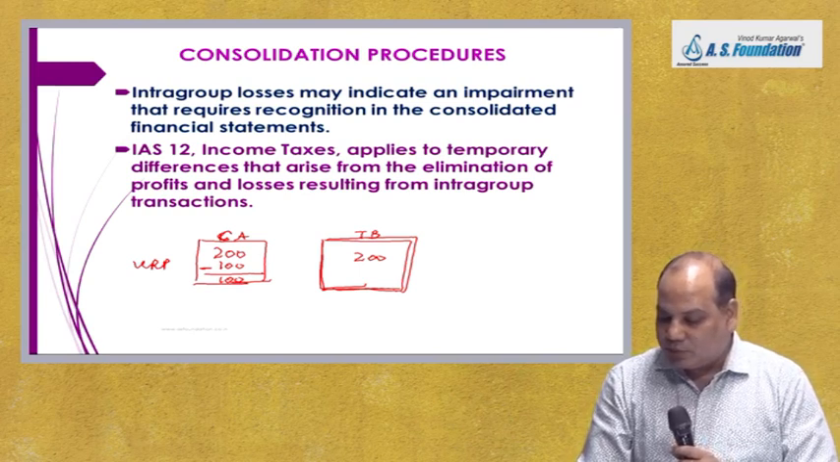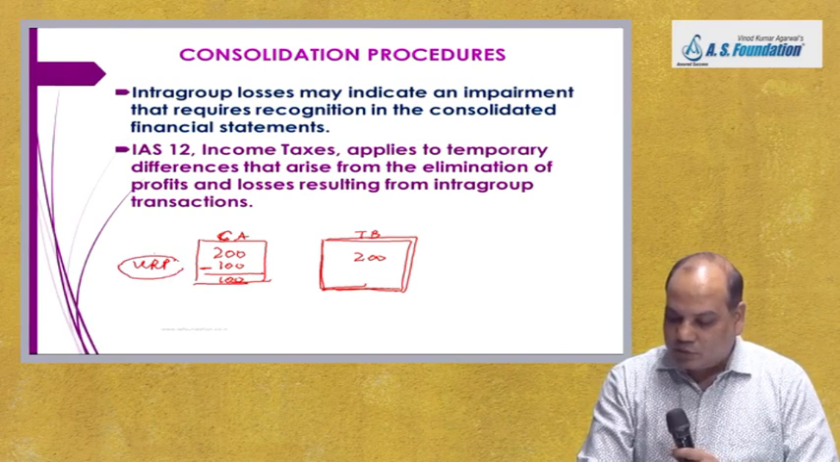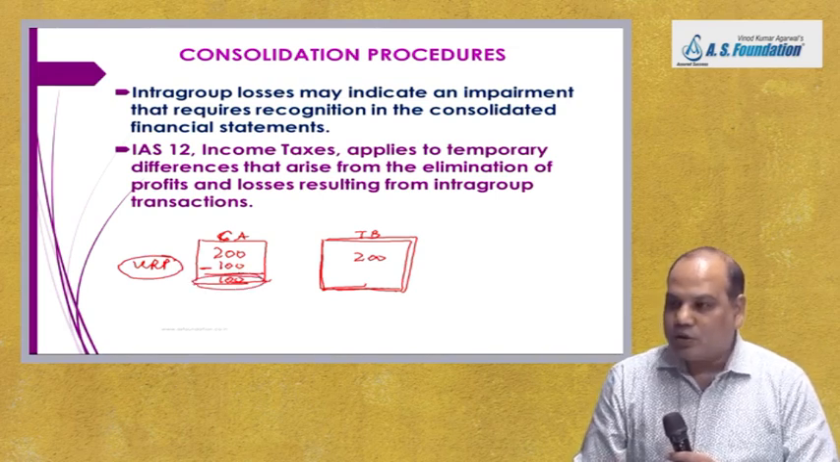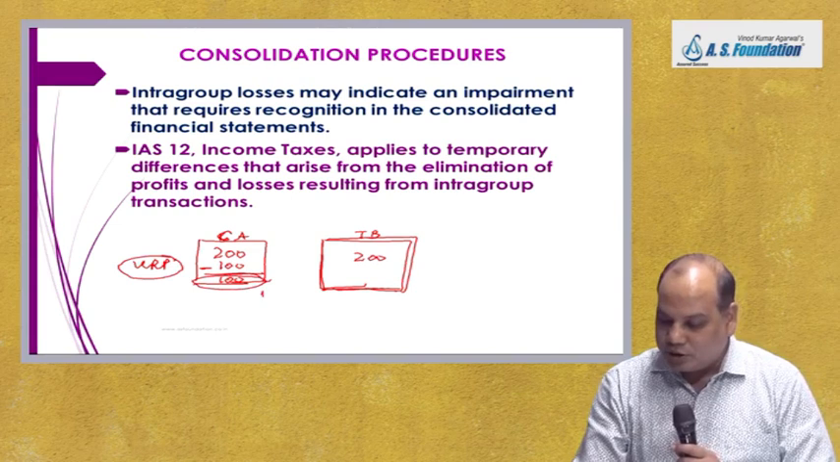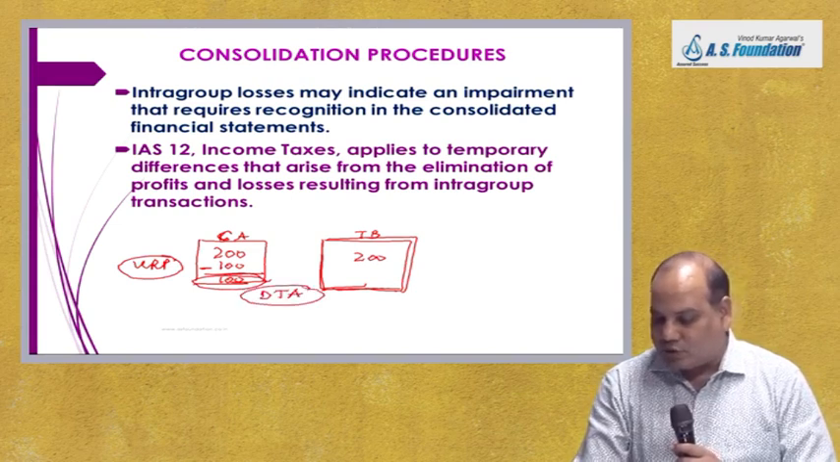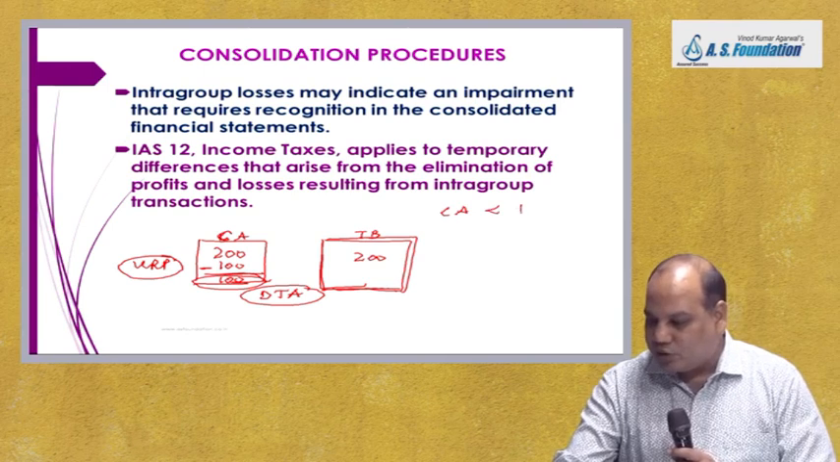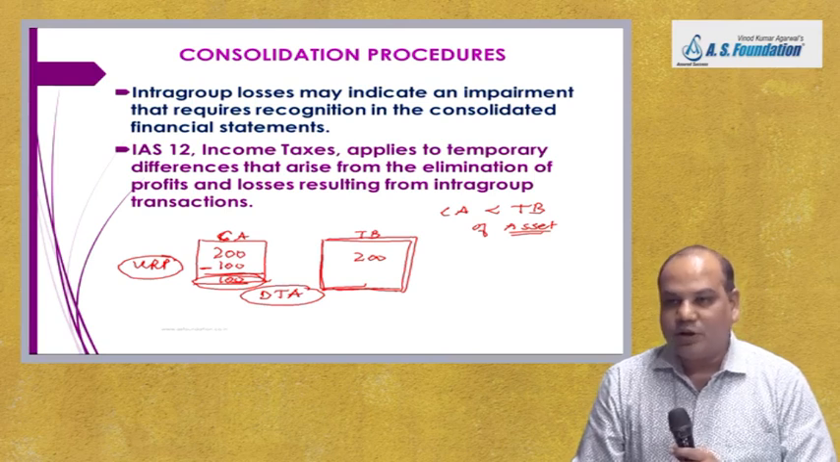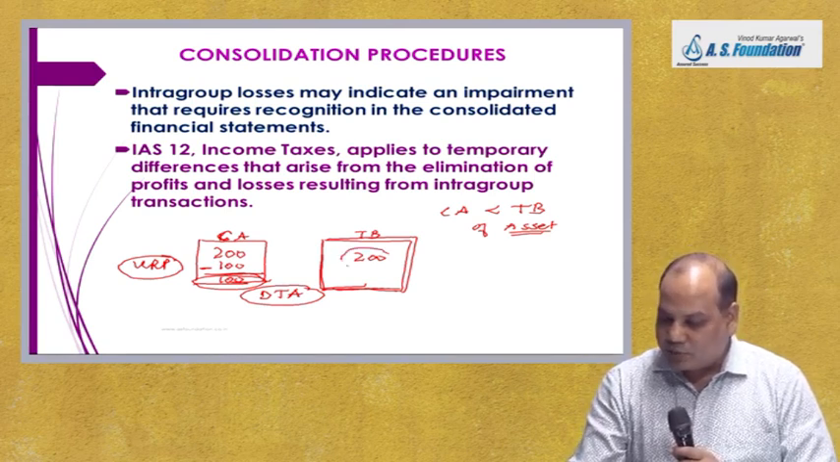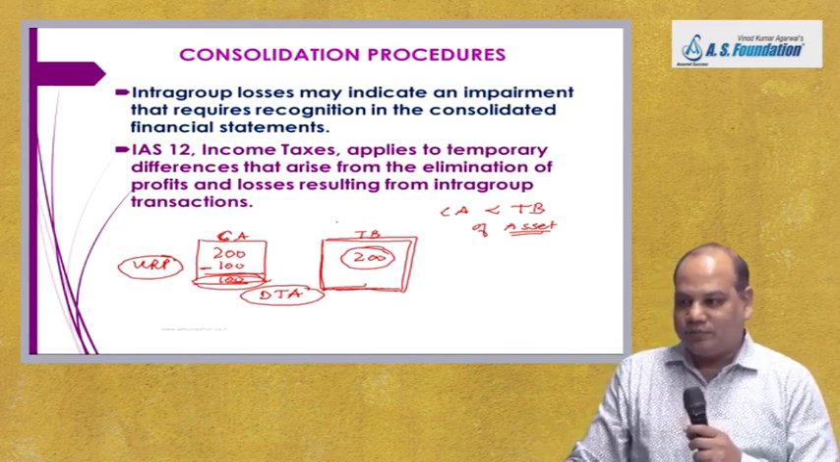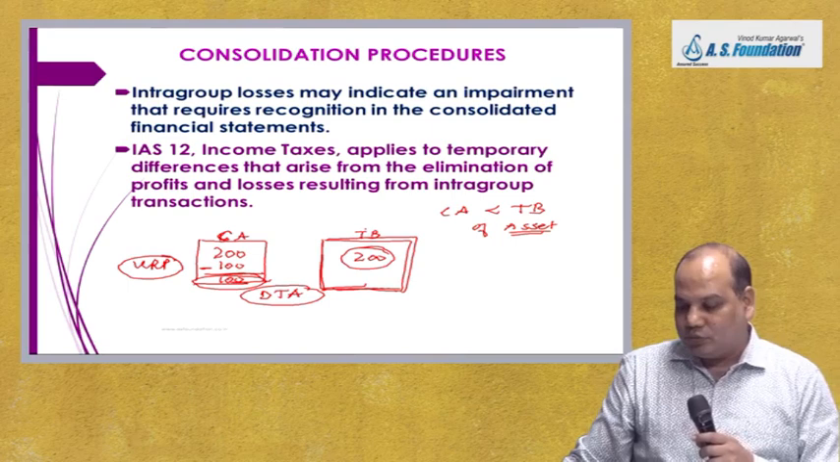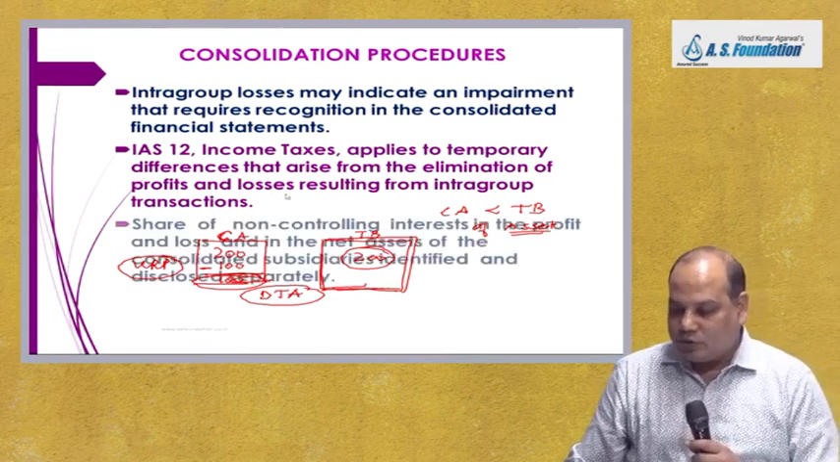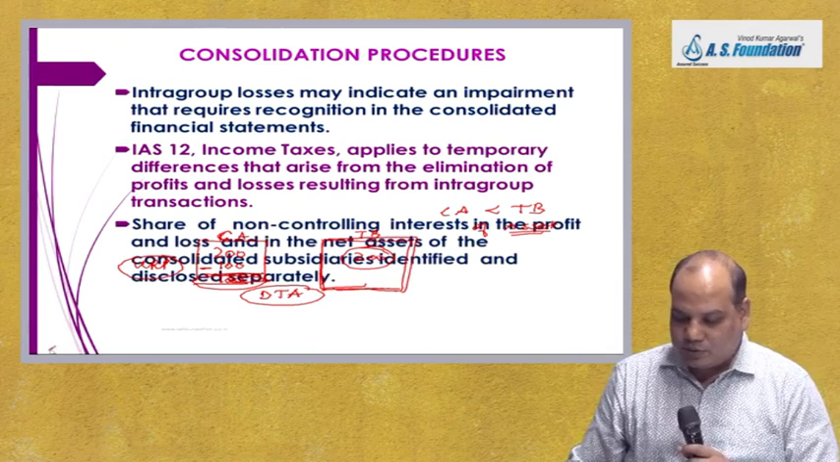If nothing is given in the problem, for elimination of unrealized profit, you have to also create a DTA. What will you create? DTA, because the carrying amount is lower than the tax base of an asset. Refer to IAS 12. Carrying amount lower than the tax base of an asset means a DTA will arise, because your tax base is high, meaning more deduction will be allowed in future compared to books. So DTA. Same thing for property, plant, equipment also.